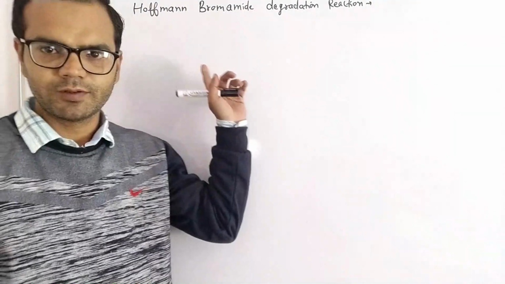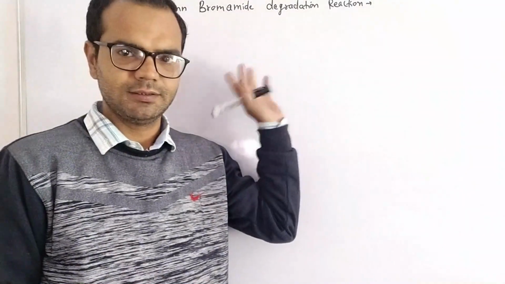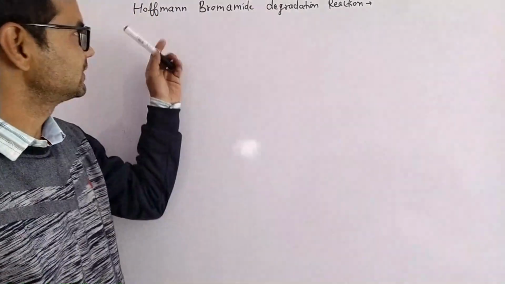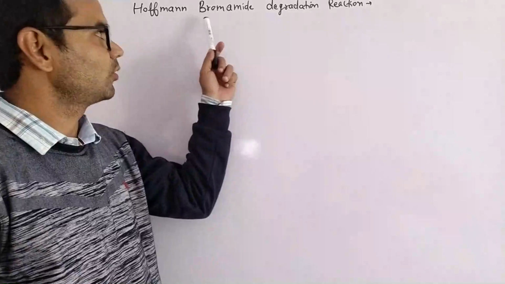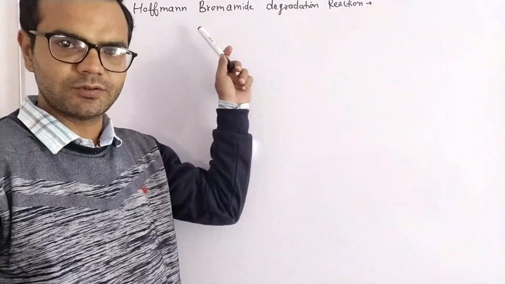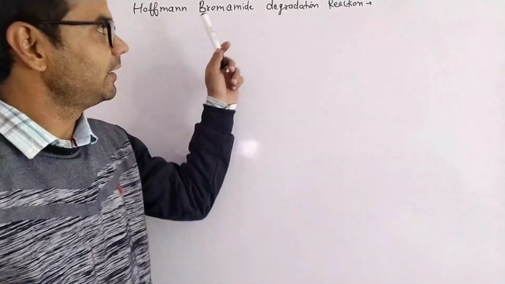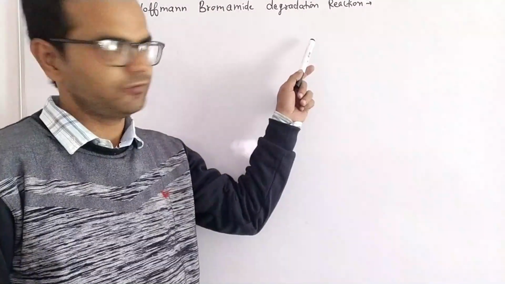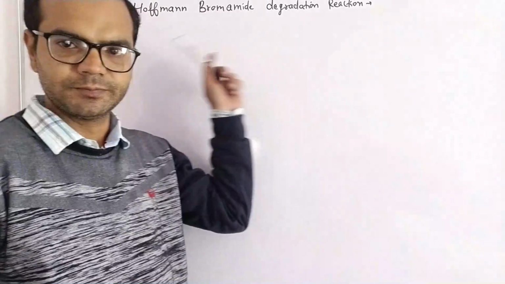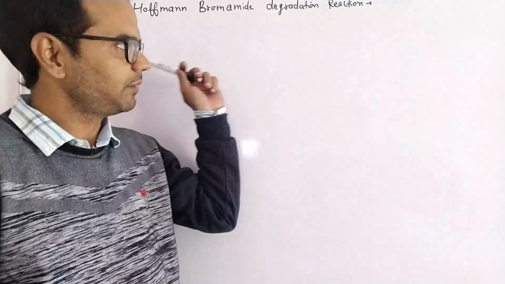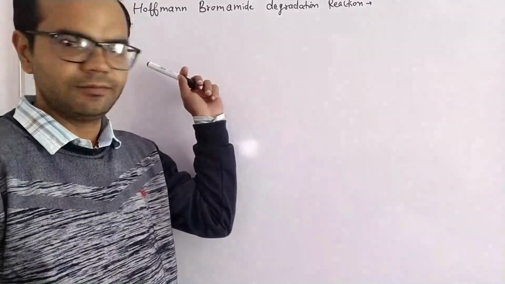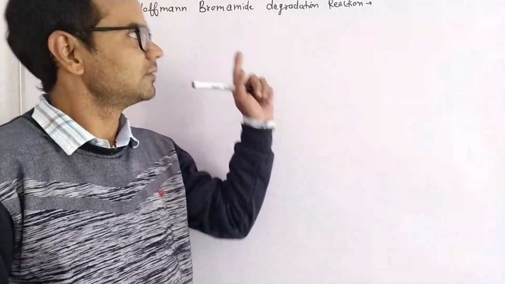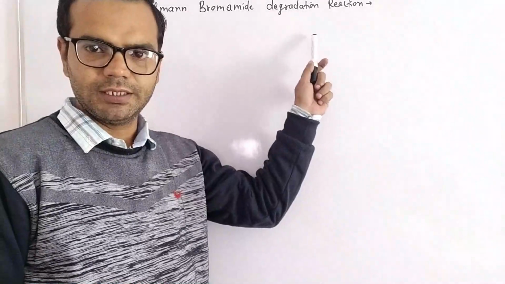Today we'll discuss the Hofmann bromamide degradation reaction. So what does this reaction mean? First, understand what Hofmann's name means. It is the reaction of an amide in the presence of bromine, and degradation. After the reaction we obtain a product which has one carbon less than the parent reactant. In the parent reactant or substrate there are more carbons, but in the product there is one carbon less. That's why it is called a degradation reaction.